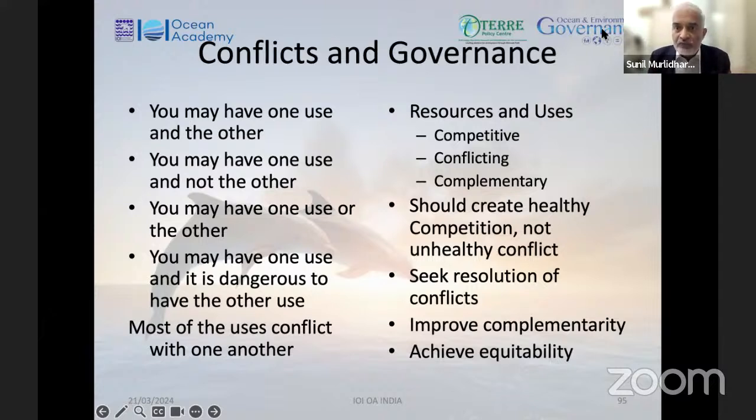So you can have two uses sitting side by side. You can have shipping and navigation on the one side and ports and harbors on the other side, no problem. You can have shipping on the one side and fishing on the other with a little bit of difficulty. So you may have one use and not the other. You can have fishing in the same area, but you can't have oil and gas drilling and fishing happening in the same area. Okay, so that's a bit of a problem.